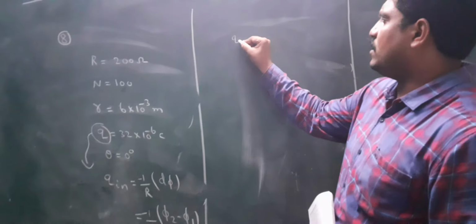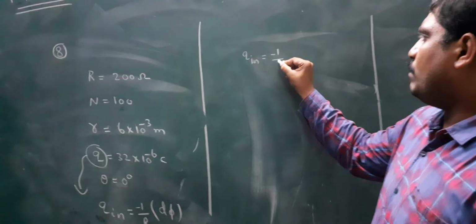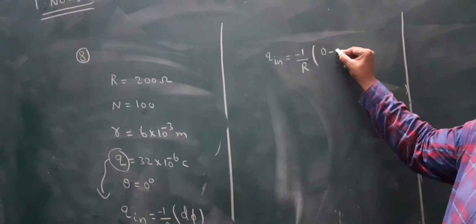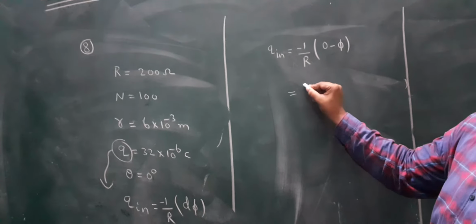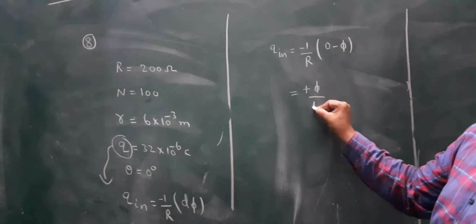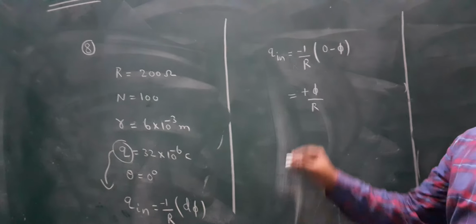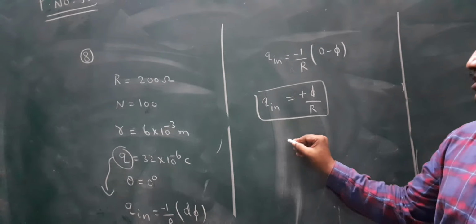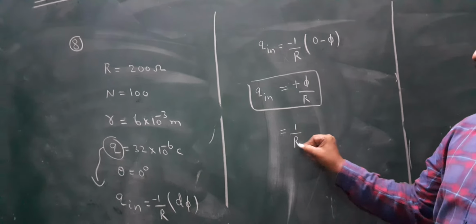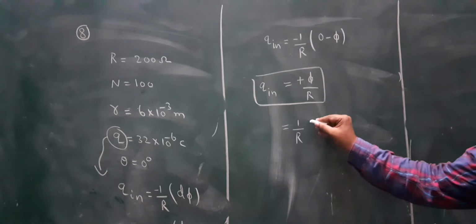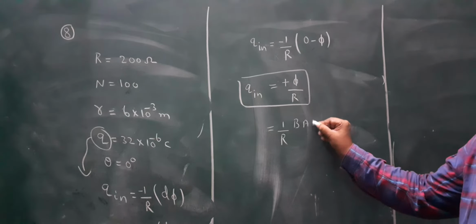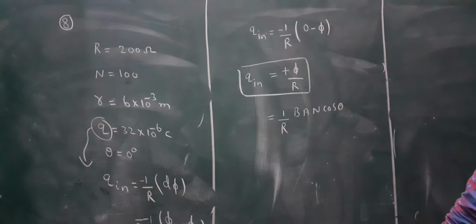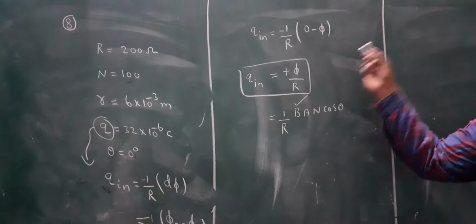Look here. Induced charge equals minus 1 by R, final flux is 0 minus initial flux is 5, so minus of minus gives plus 5 by R. This is the formula for induced charge. Here 1 by R, where R is nothing but the resistance. Flux formula is B A N cos theta.